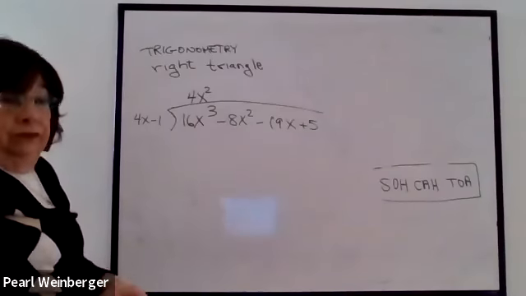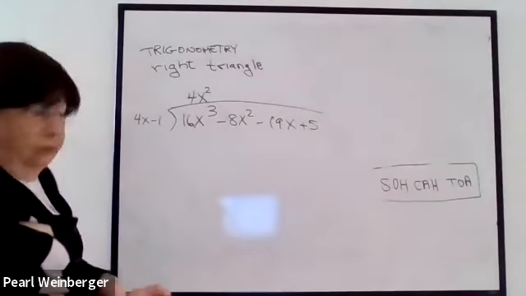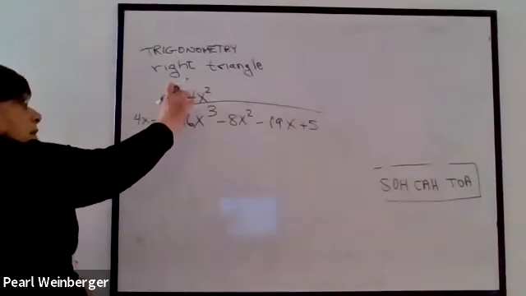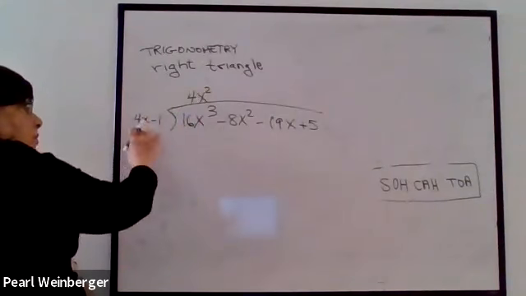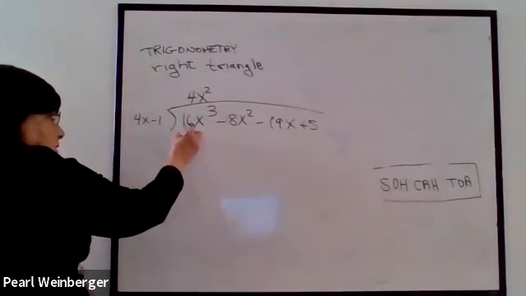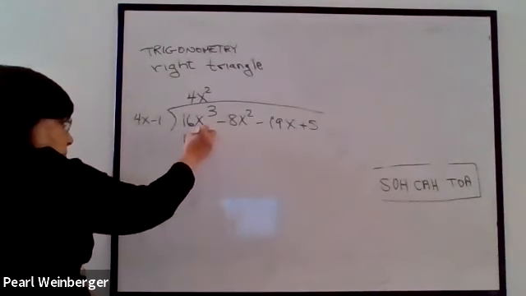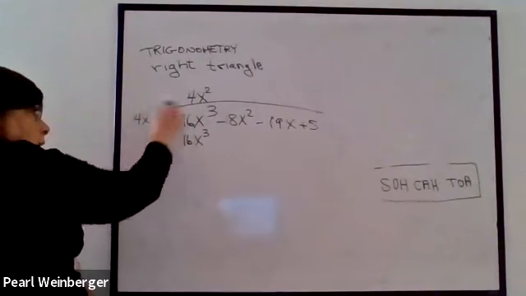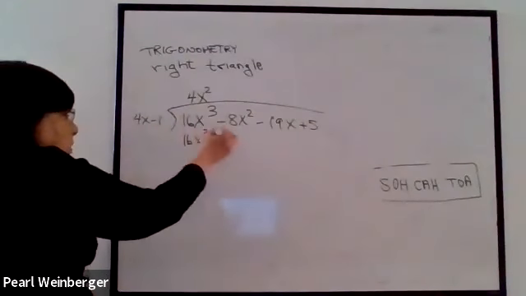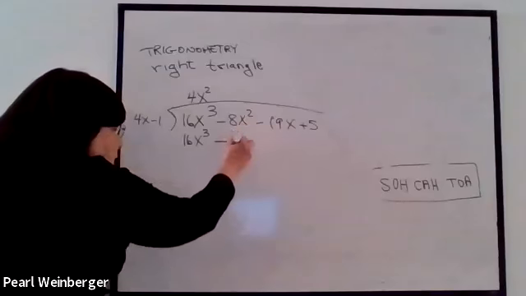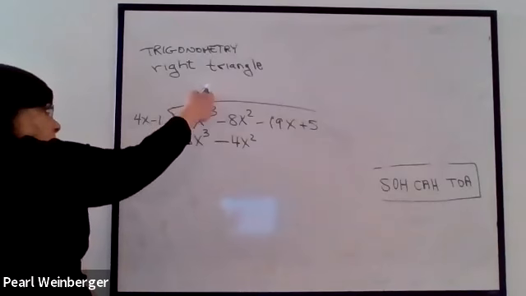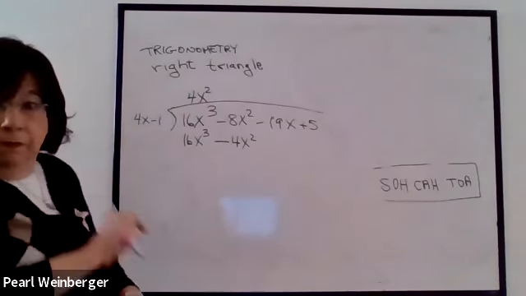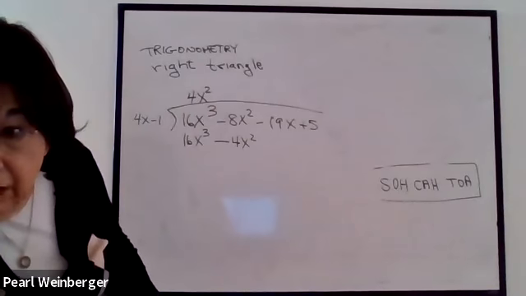Can I go on? You can move on. Now what I do is I take this thing that I put on top and I multiply the whole thing by it. So 4x squared times 4x is 16x to the third, and 4x squared times negative 1 is negative 4x squared. I multiply it first by the first term, then I multiply it by the second term.